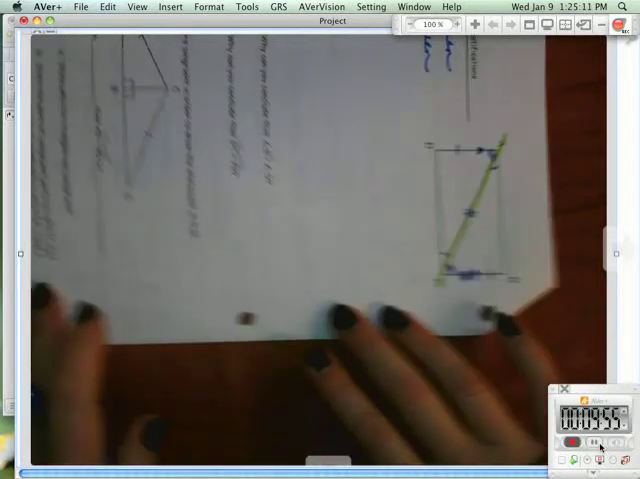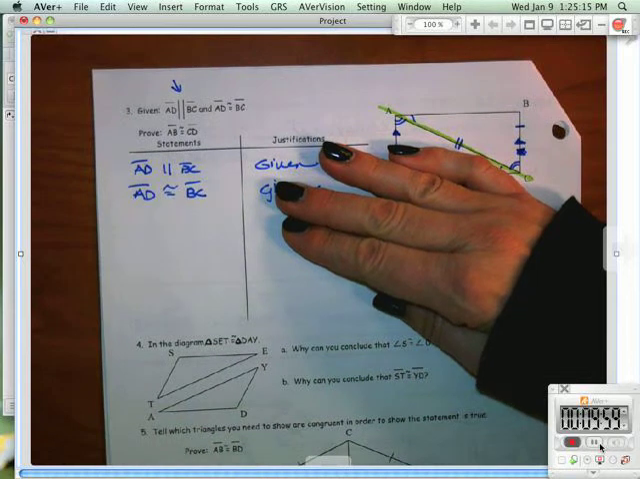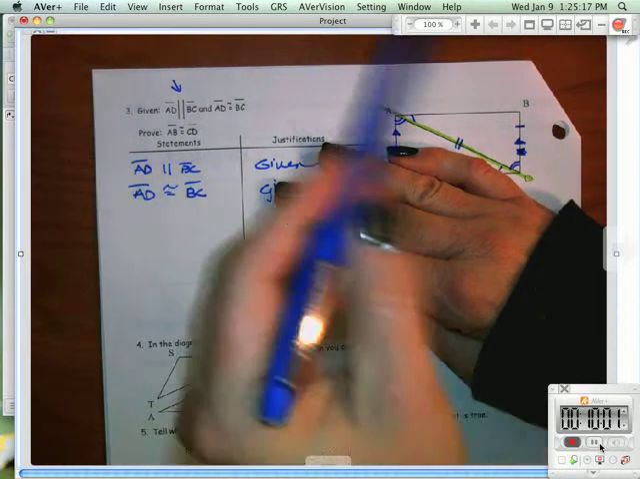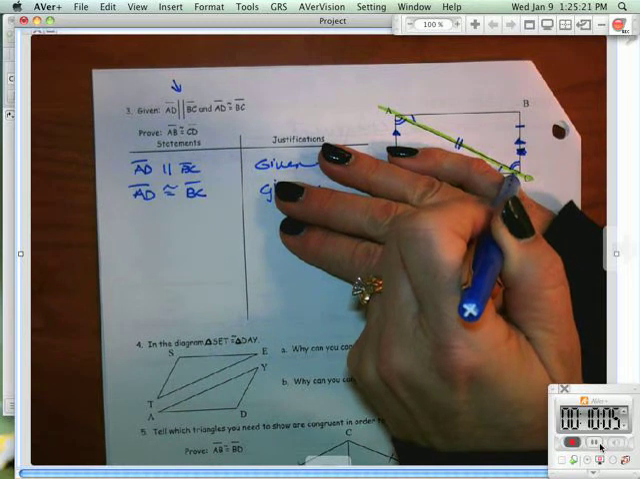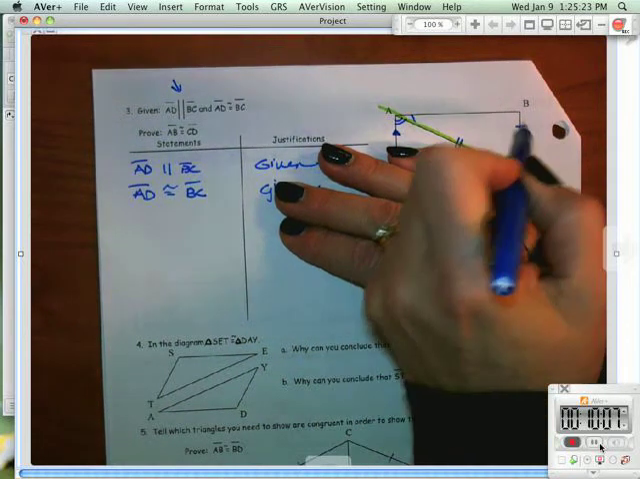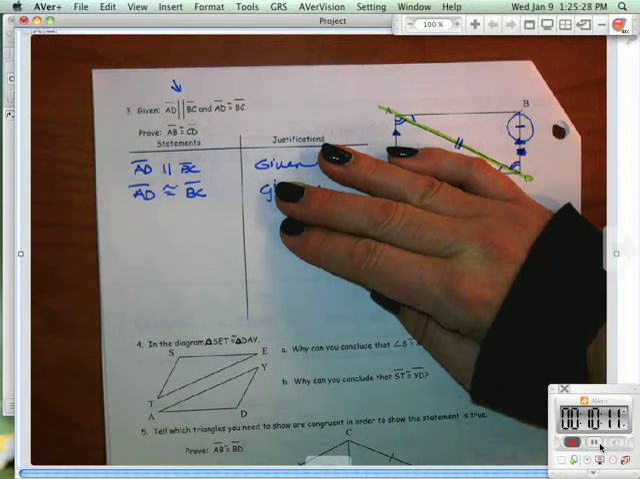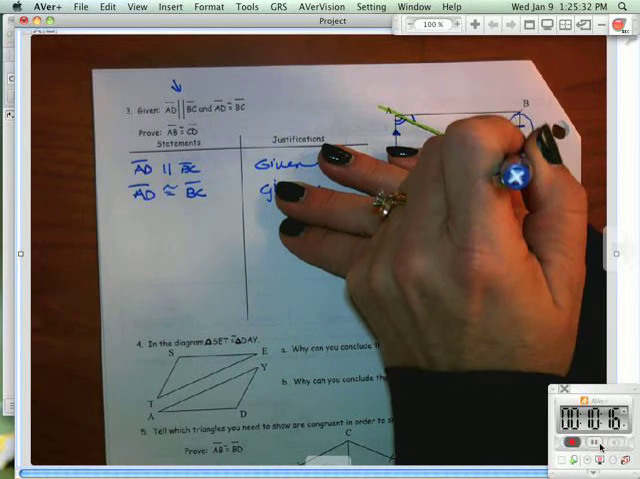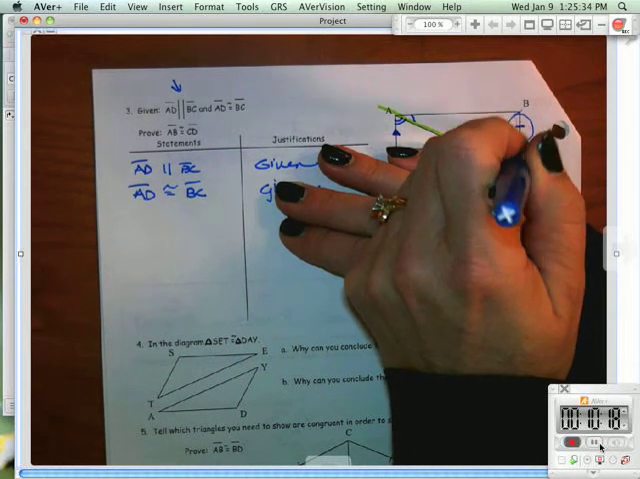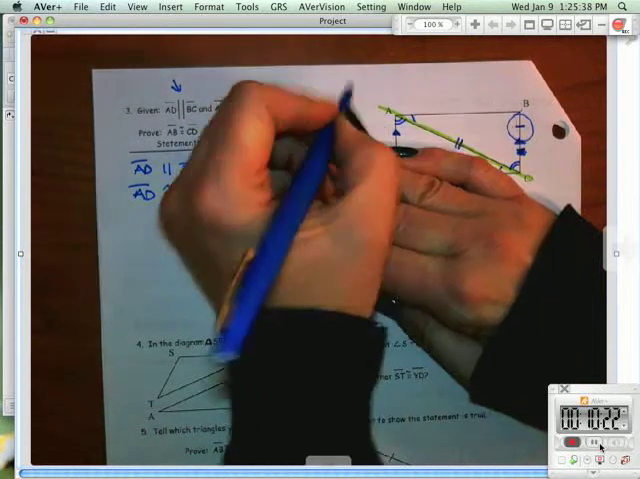I think we've marked everything. Let's cover up and see what we can do. We can do angle, side, angle. But since they gave me this side as being congruent already, it's already a given. It's one less step that I have to do. We could also do angle, angle, side, couldn't we? And this one was already given to me. So I might as well just do angle, angle, side. I'm going to write angle, angle, side.